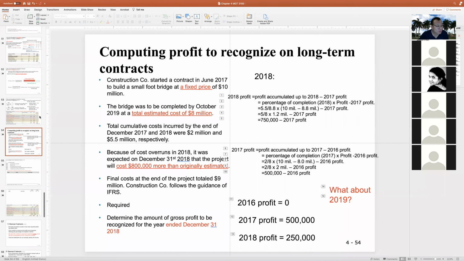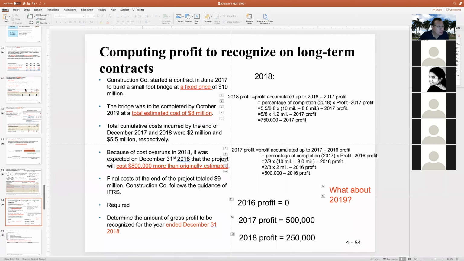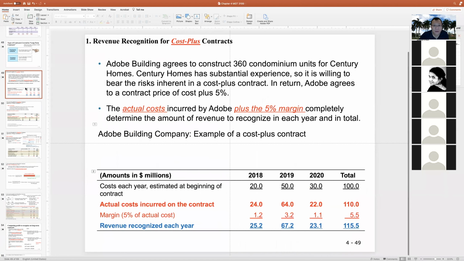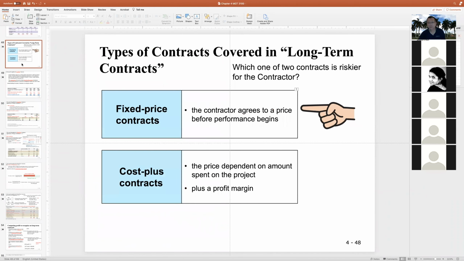Because I think I know where... I think 48. This is the cost plus. No, slide 48. Slide 48 here, yeah. Exactly. All right, so, okay, fixed price contract and the cost plus contract. So just now we did cost to cost. Where does it fall under these two different types of contracts?